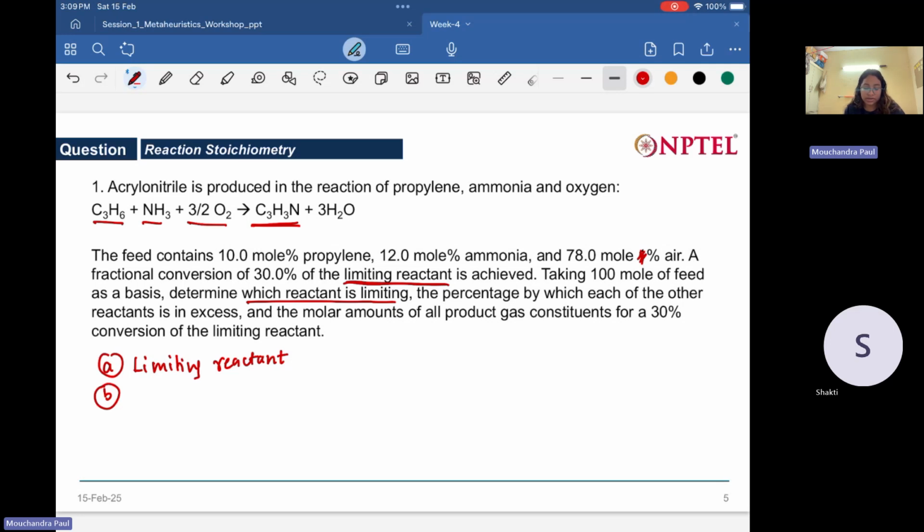So there are three reactants. We have to find the percentage excess for each reactant. If one is limiting, then the other two will be in excess. So we have to find out the percentage excess for the other two reactants, and the molar amounts of all the product gas constituents for a 30% conversion of the limiting reactant.